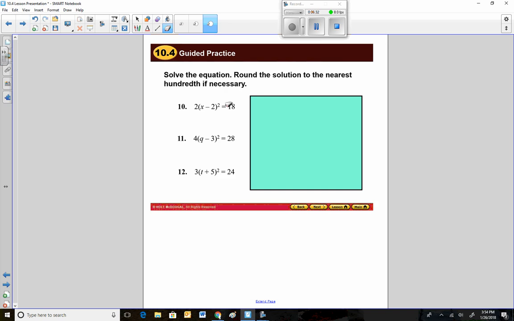All right. Give these 3 questions a try. Pause your video. Make sure you divide by 2 to get started, and then square root both sides. Pause your video and give it a start.